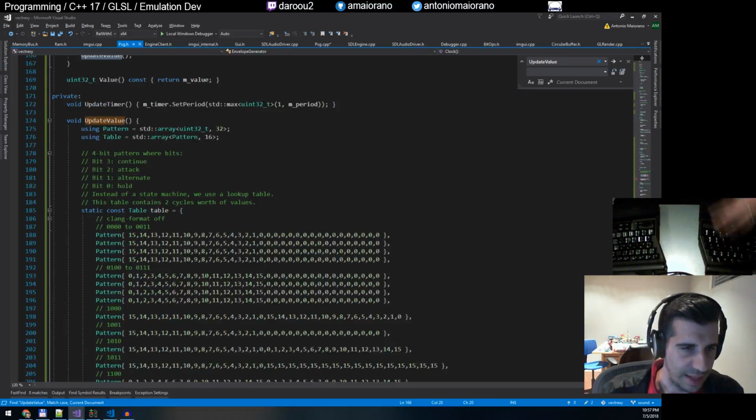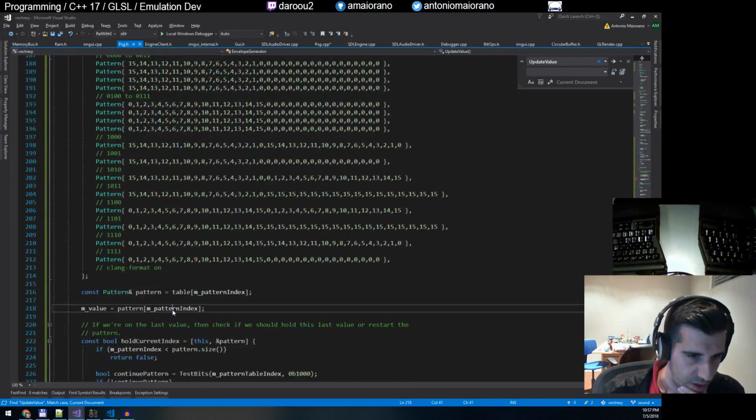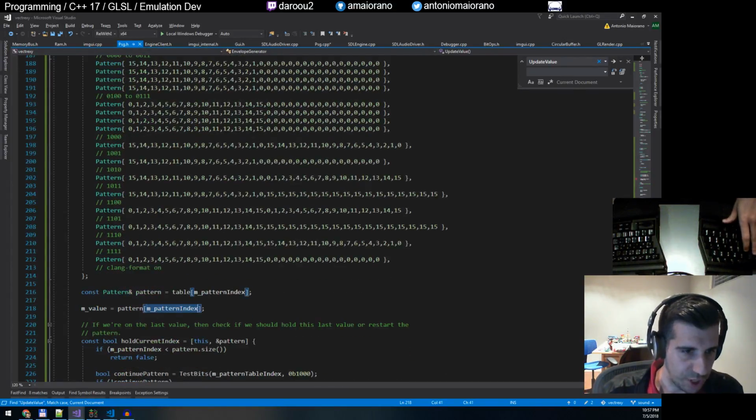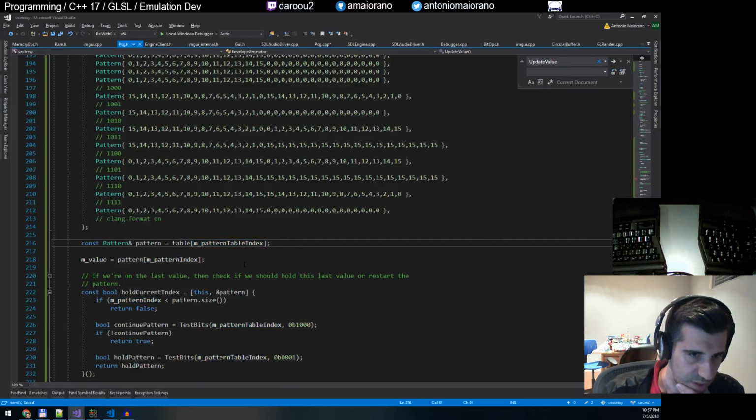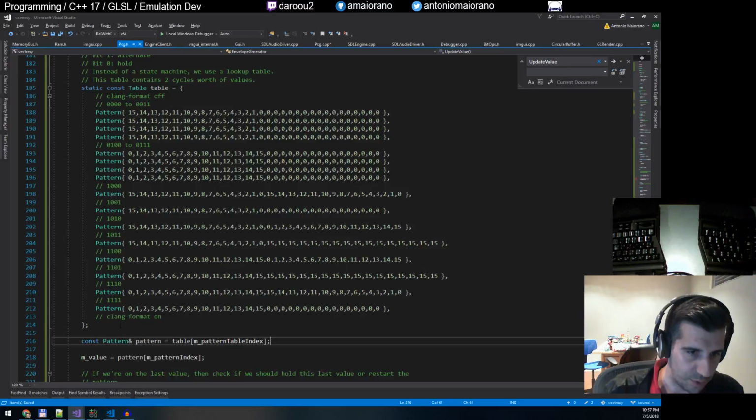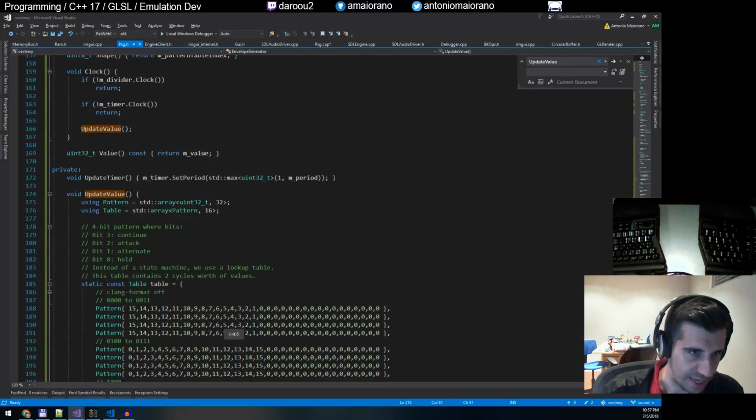Yeah, and in that way we come in here. Pattern index has been reset. We choose our pattern based on the pattern. Oh, this is wrong. Pattern table index. See, there's a bug right there. Okay, so we choose which pattern we want from the table, and that's been set in the shape here.